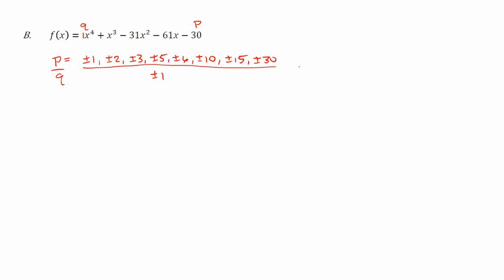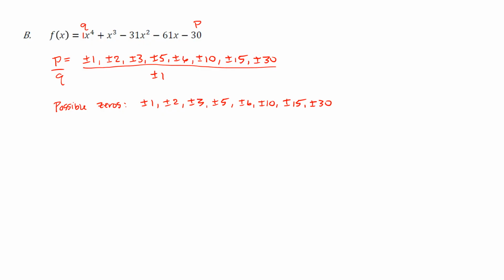So my possible zeros are going to be all of the values in the numerator. So 1, 2, 3, 5, 6, 10, 15, and 30.